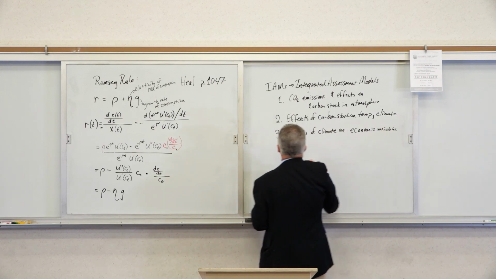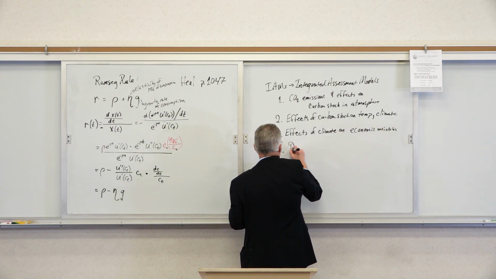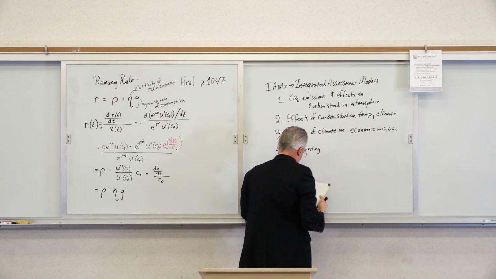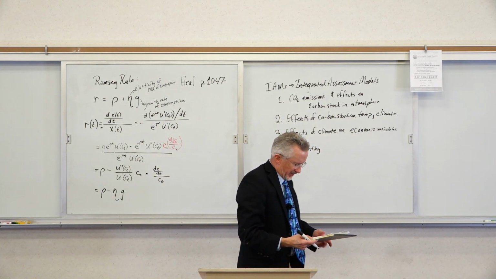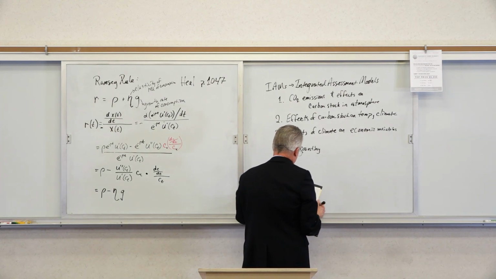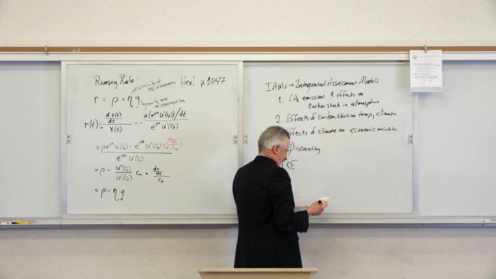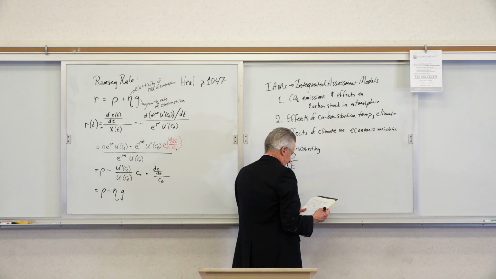And then there's a fourth thing we have to take into account, which is discounting. The standard model comes from, for example, Nordhaus. He has the DICE, which is the Dynamic Integrated Model of Climate and the Economy.